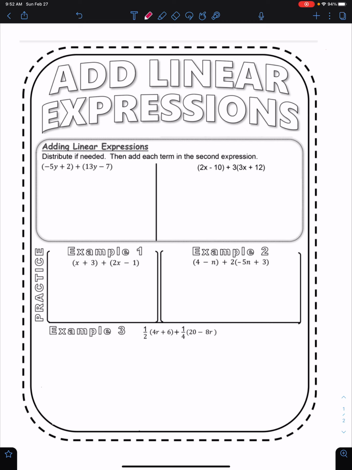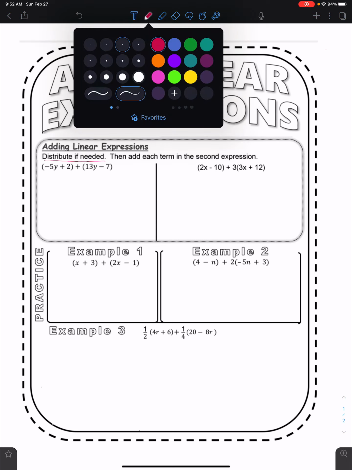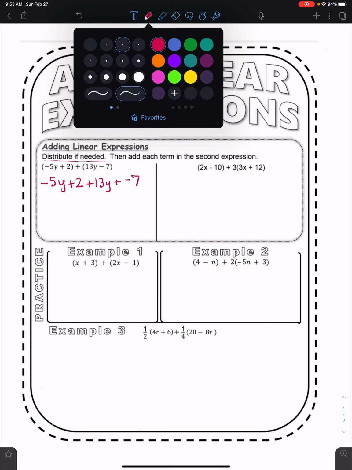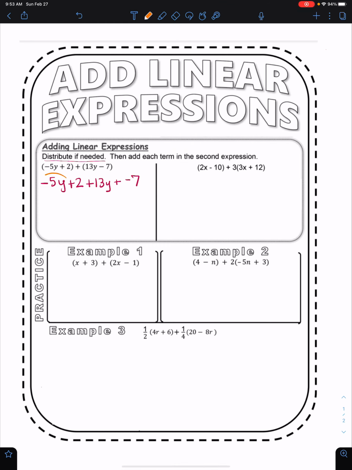The directions are to distribute if you need to, and then add them together. This first one, there's no distributing because there is not a number in front of parentheses or in a denominator. So we're just going to rewrite it, the first expression plus each term in the second expression. So we're adding the 13y and we're adding the negative 7. We're going to go straight from there to identifying like terms. A negative 5y and a 13y makes 8y.